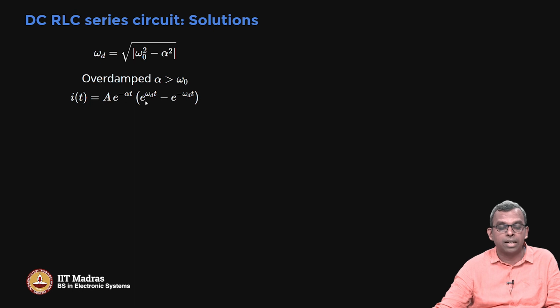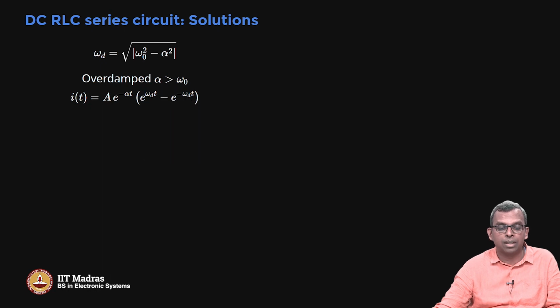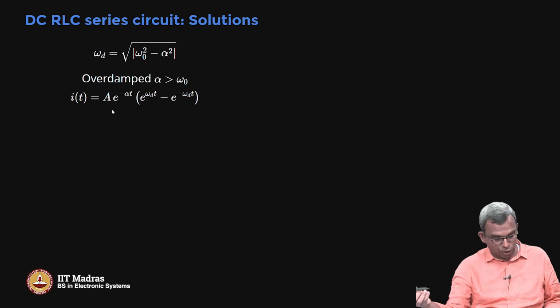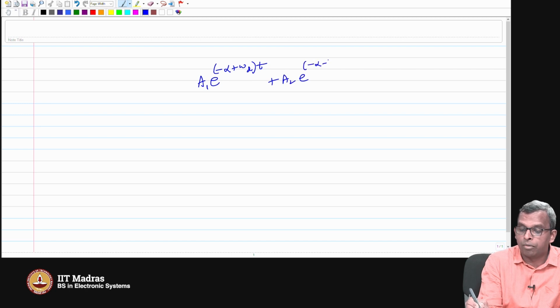The reason I put one constant is I know i of 0 is 0. I need to have i of 0 equal to 0, and that will make sure that the constant multiplying the first solution and the constant multiplying the second solution are minus of each other to get i of 0 to be equal to 0. Maybe I can show you that real quick. The general solution is going to be a1 times e power minus alpha plus omega d into t, plus a2 times e power minus alpha minus omega d into t.